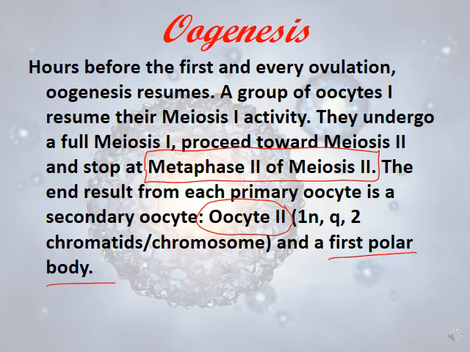So as I said, hours before the first and every ovulation, oogenesis will resume after it was blocked at meiosis 1. It will go through a full meiosis 1 process, proceed toward meiosis 2, and stop at metaphase 2 of meiosis 2. The end result from each primary oocyte is a secondary oocyte, oocyte 2, 1N, 2Q, 2 chromatids per chromosome, and the first polar body.